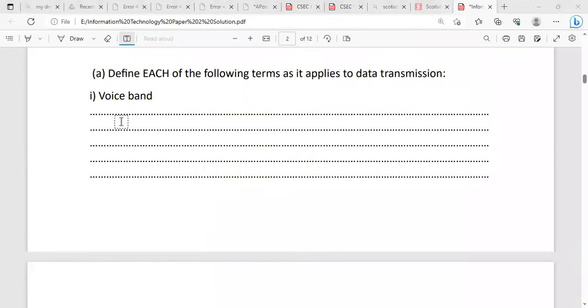All right, guys. So next one said, define each of the following terms as it applies to data transmission. And the first one is voice band. Go ahead. You guys have 1 minute to complete that. So there is more coming. Do you guys know about voice band? All right, let me check the comment section to see who is typing.